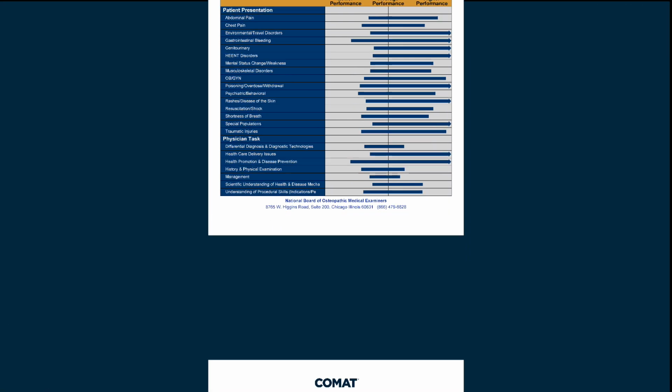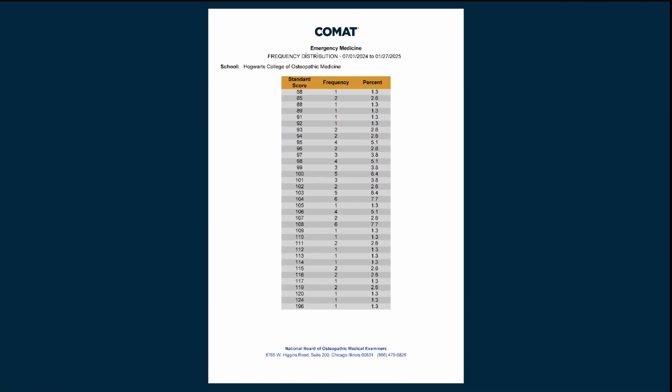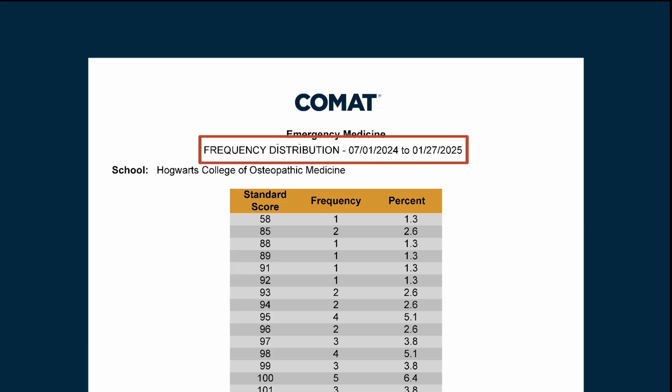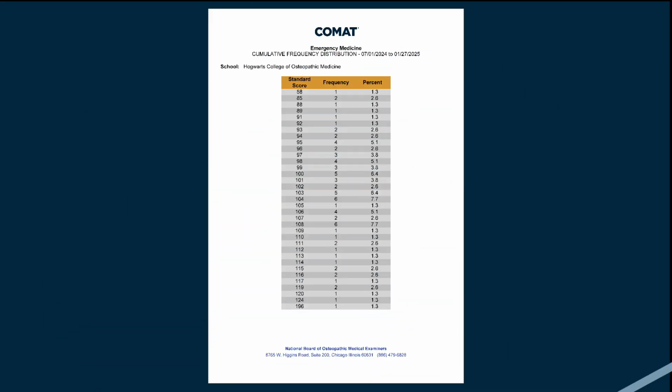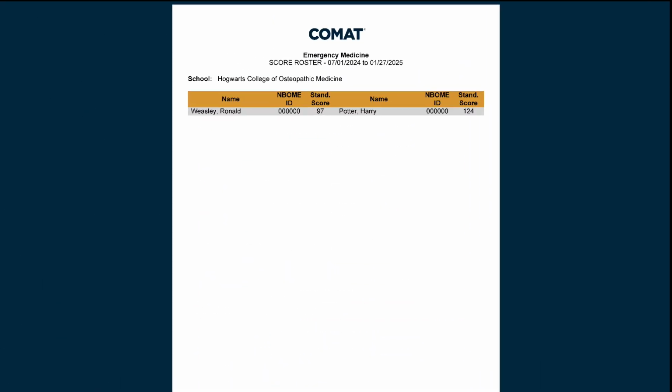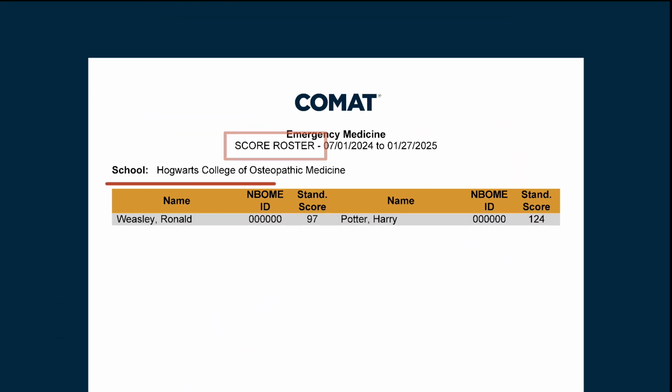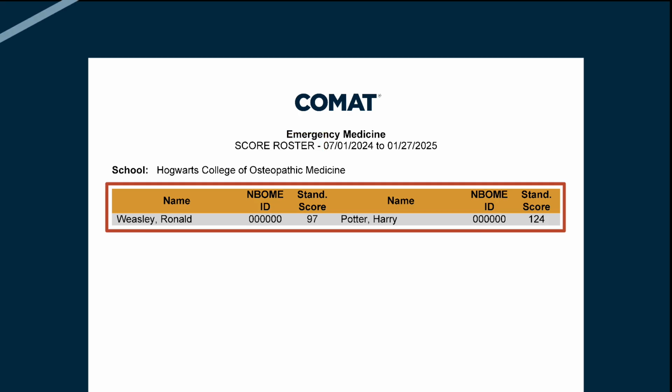Below the performance profile chart, you will see a table titled Frequency Distribution, which lists the number and percent of students at each standard score level. The next table, titled Score Roster, displays the individual score for each student.